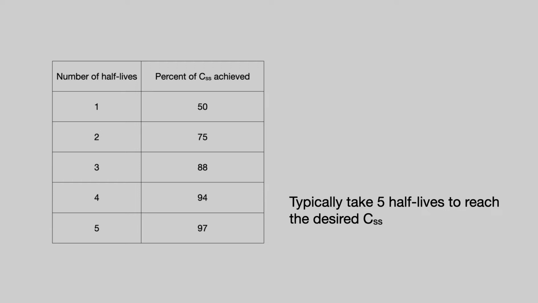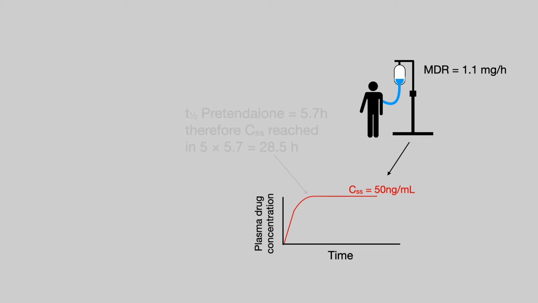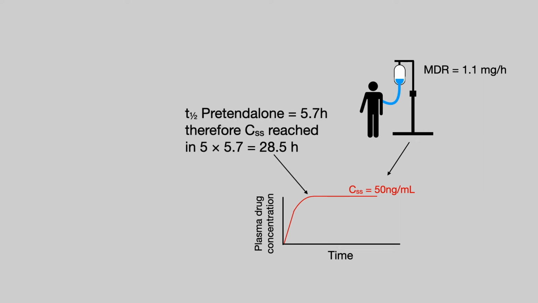state concentration. So to summarise, we have our drug being continuously infused with an MDR of 1.1 milligrams per hour, and that will achieve a steady state concentration of 50 nanograms per mil. The half-life of pretendolone is 5.7 hours, and therefore we can expect the steady state concentration to be reached in 28 and a half hours.